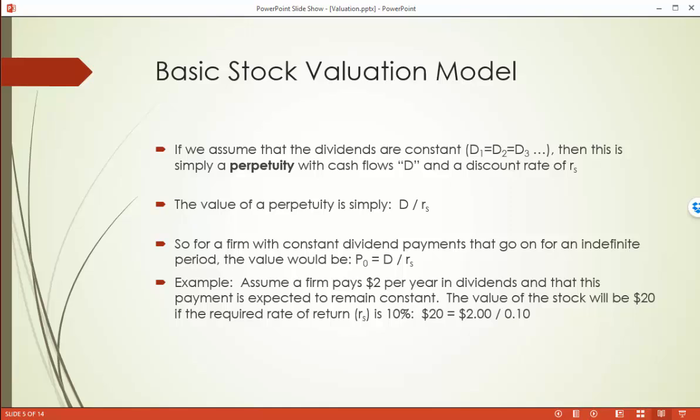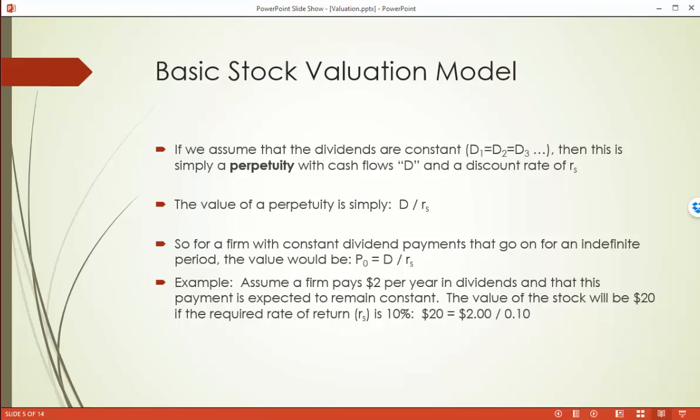So if the dividends are the same, what we're left with is a perpetuity where the cash flows are D, and the discount rate is that rate we just talked about a minute ago, the R sub S. So the value of a perpetuity is a very simple formula, and it's going to be equal to the cash flow divided by the discount rate. So in this case, it's D divided by R sub S.